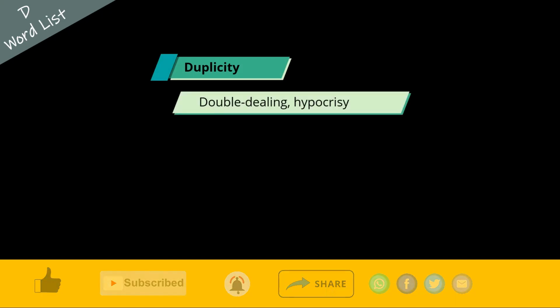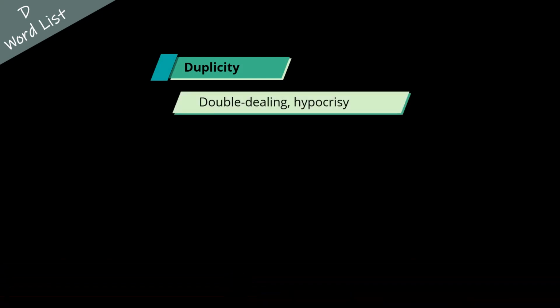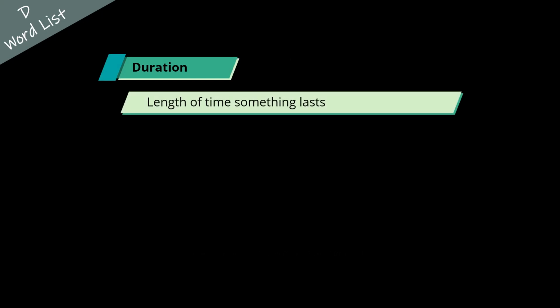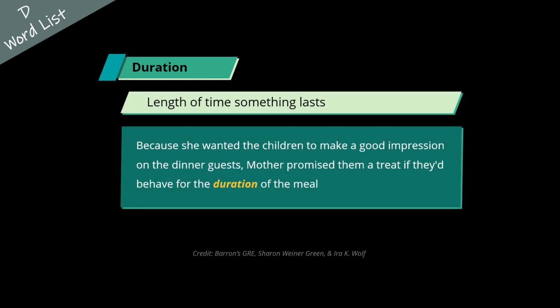Duplicity means double-dealing, hypocrisy. For example, when Tanya learned that Mark had been two-timing her, she was furious at his duplicity. Duration means length of time something lasts. For example, because she wanted the children to make a good impression on the dinner guests, Mother promised them a treat if they'd behave for the duration of the meal.